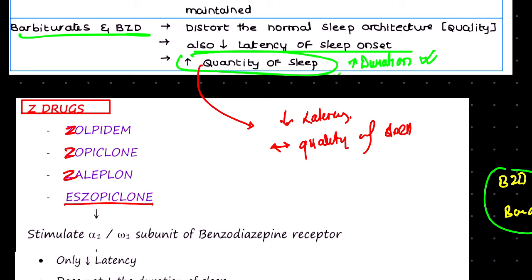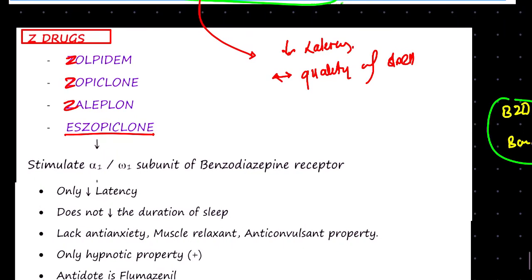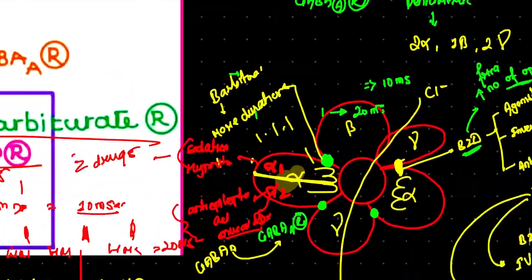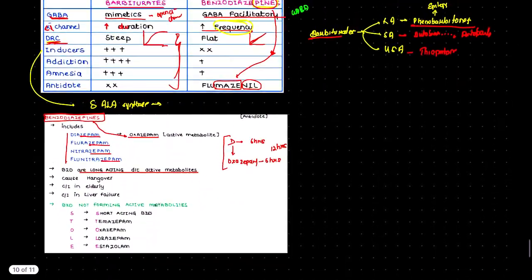They will decrease the latency, and there is no effect on quality of sleep. That's why these Z-drugs stimulate the alpha 1 subunit, right? If you remember, the alpha 1 subunit was responsible for sedation and hypnotic effects. We discussed this right here. I have mentioned earlier that these are the Z-drugs that will act here.